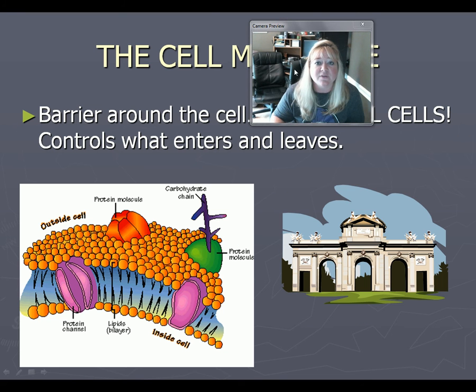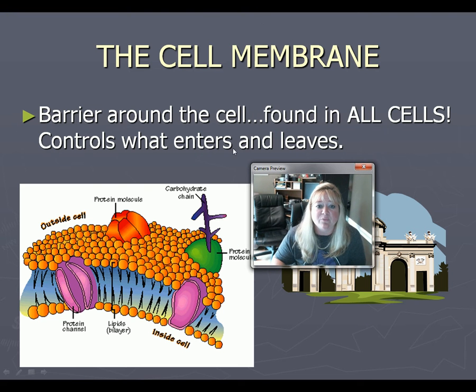So we'll start here with the cell membrane, and the cell membrane is found in all cells. All cells have a cell membrane. Bacteria have a cell membrane. Fungus, protists, plants, animals, all cells have cell membranes. It controls what enters and leaves the cell, and it's also made up of phospholipids. You can see here's a picture of the cell membrane, mostly phospholipids. We'll come back and talk about the cell membrane later, but this is what you need to know right now.